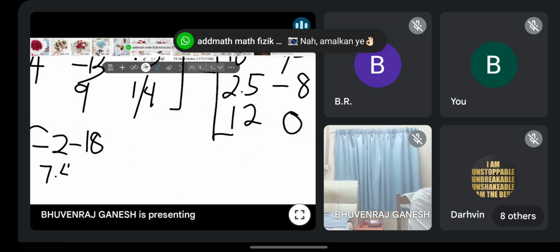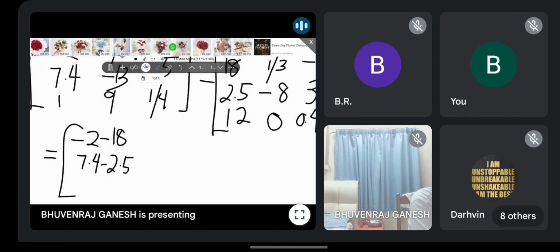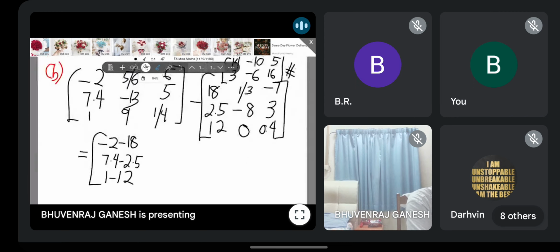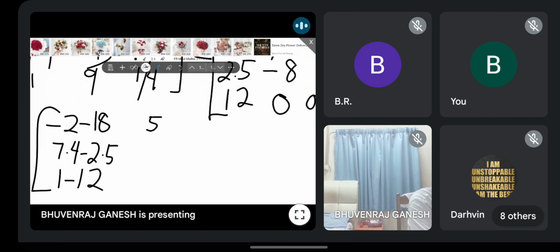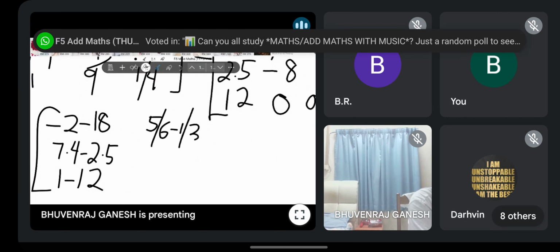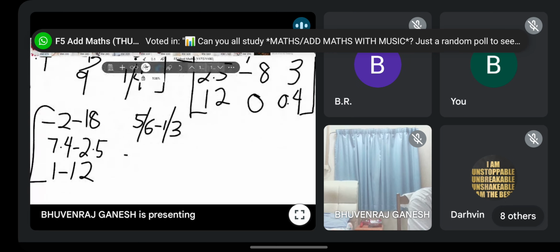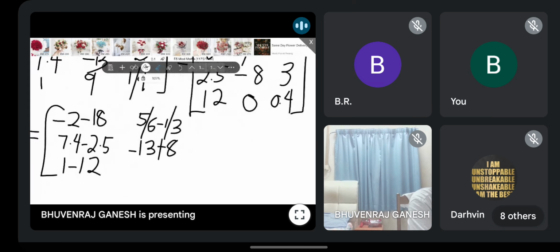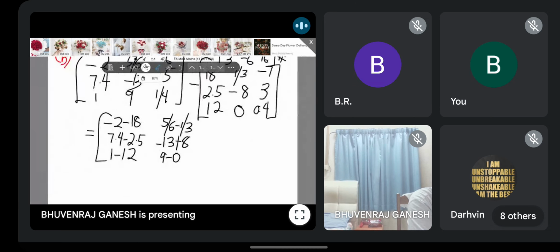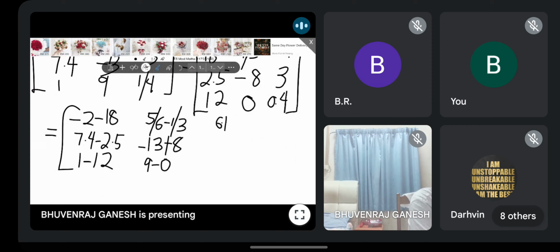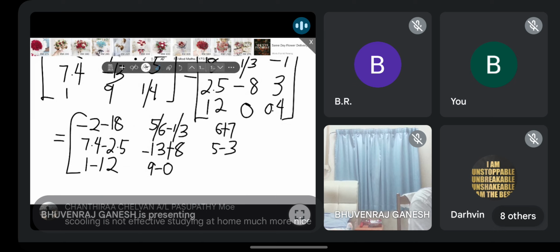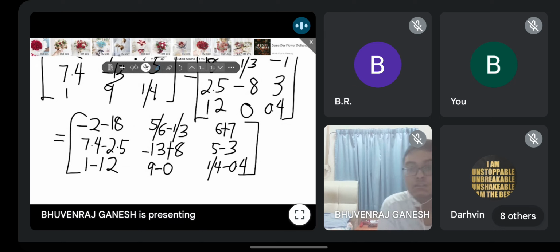7.4 minus 2.5. And then 1 minus 12. You can show the working like this, guys, if you want to be careful when you do the subtraction. You can write something like this. And then negative 13 plus 8. And then 9 minus 0. And then you have 6 plus 7. And then 5 minus 3, 1 over 4 minus 0.4. Something like this. This is the working.